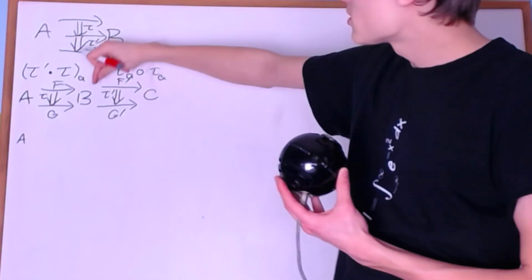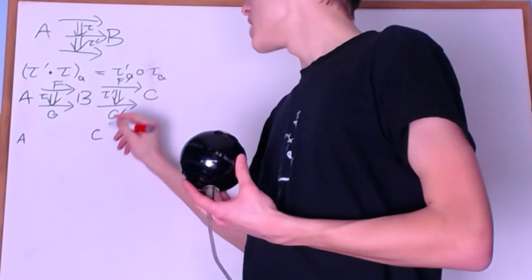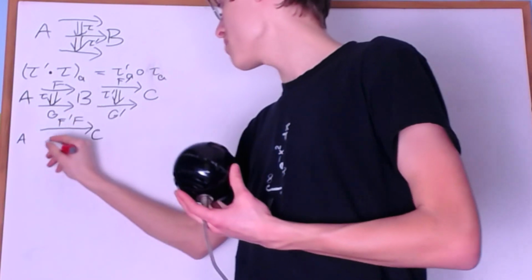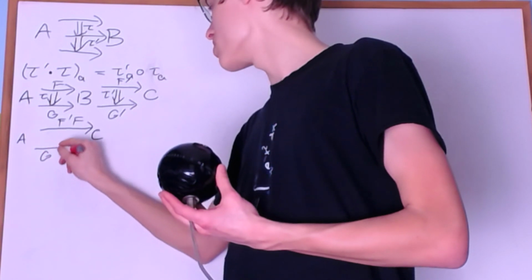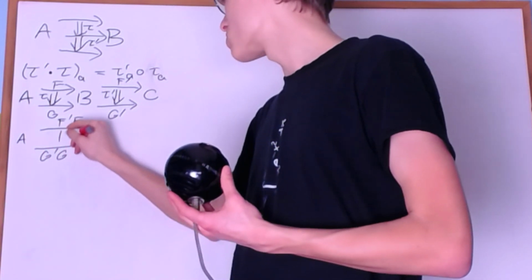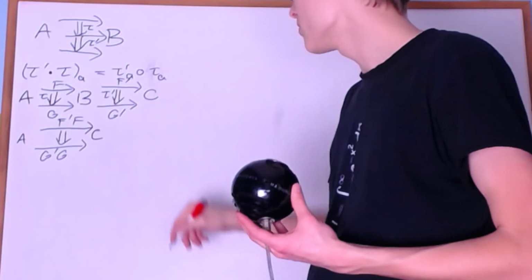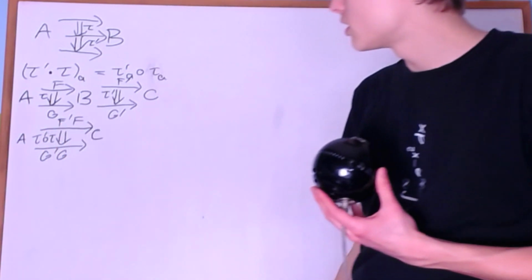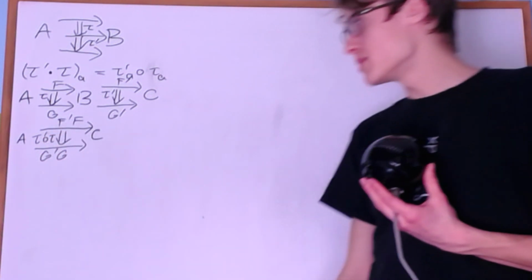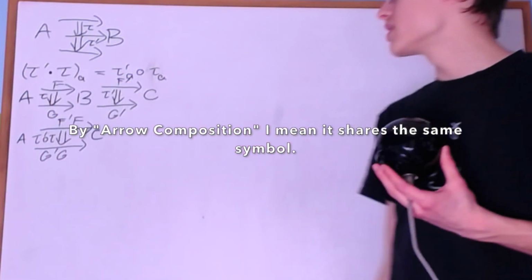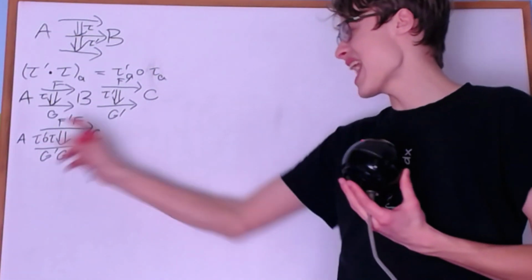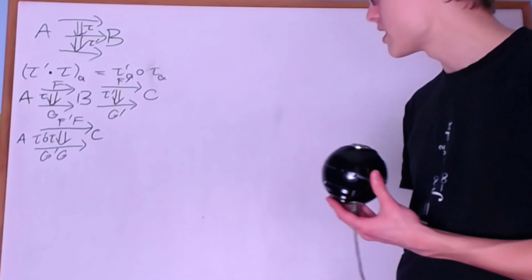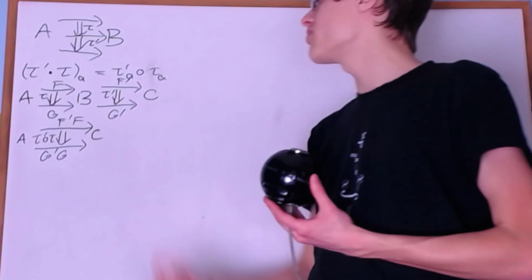So I'll skip over the category B, and I'll compose the functors. So I'll have F prime F on the top, G prime G on the bottom, and I'll have a natural transformation between them, which I'll call tau prime composed tau. Now this is arrow composition, unlike this dot composition. And the reason why we have the arrow composition here is because you actually compose the functors that you're going between. Now, how can we define this?